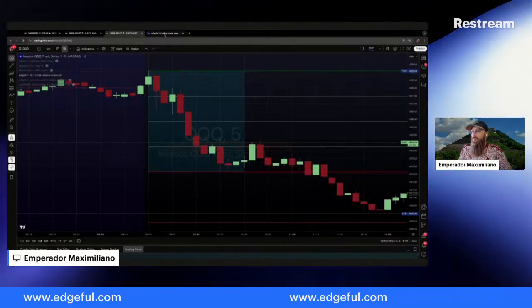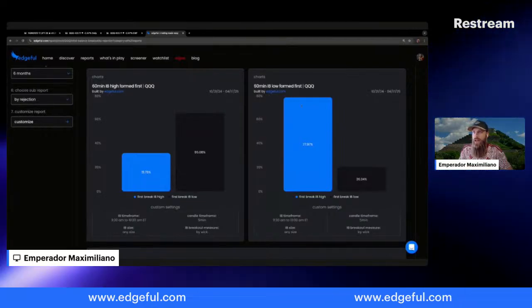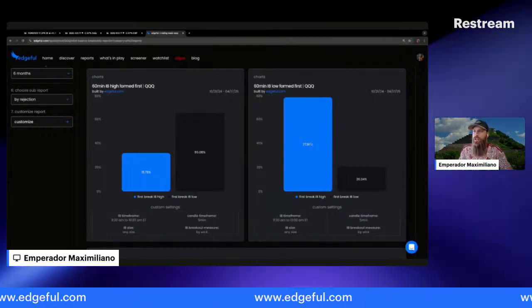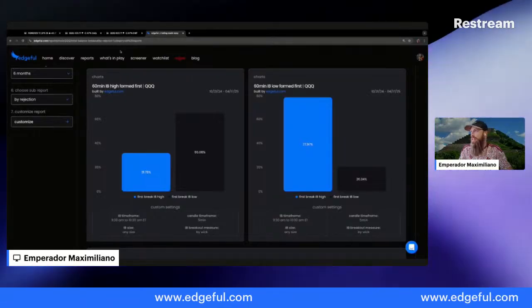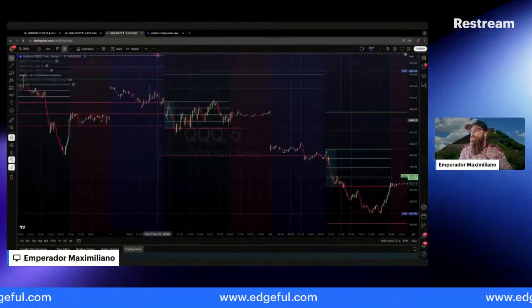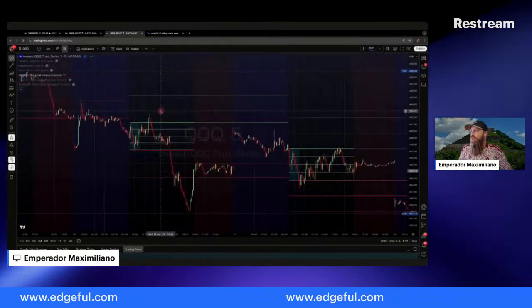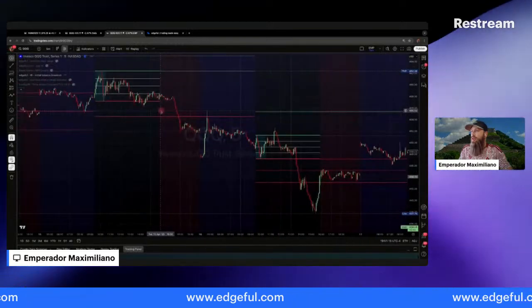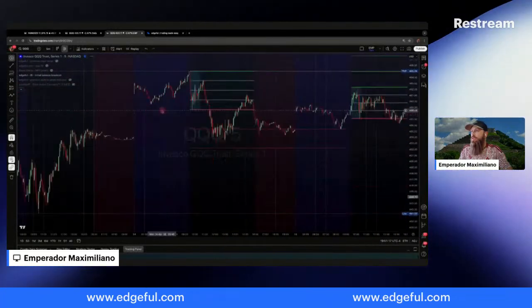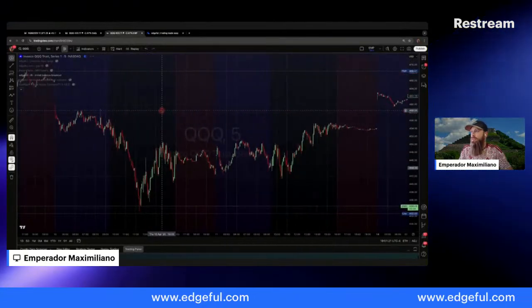And let's say the low formed first. So let me see if I can find a day where that happened because the first break, that's 78%. That is a strong probability here. Let me find one where the low formed first. We haven't had too many of these lately because of the market.